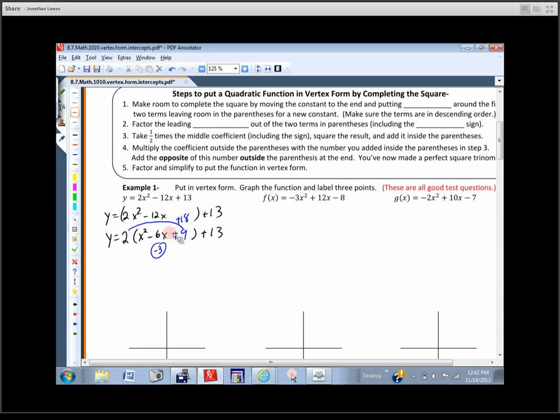How can I compensate for adding 18 if I do it on the same side? McKay? By minusing 18 on the same side? Yeah, let's just put a minus 18 here. So we haven't screwed up the y at all. Adding 9 inside the parentheses really added 18 to that side, and I compensate with the minus 18.